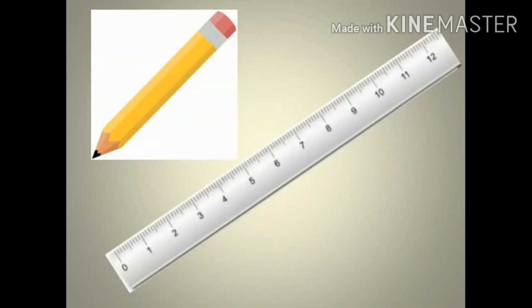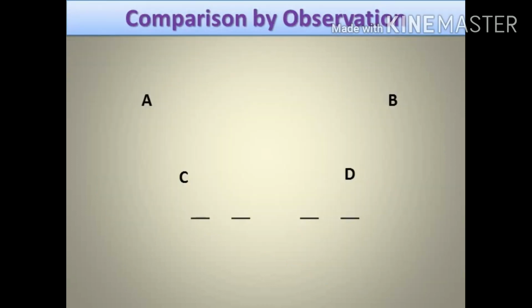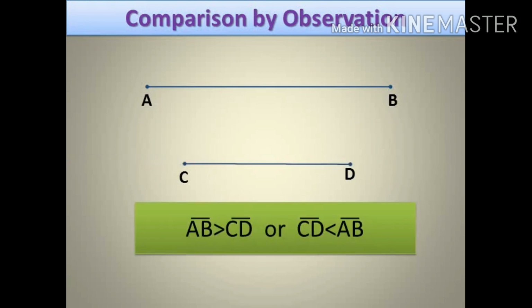We use ruler and pencil to make exact measurements while drawing or for our math class. So let's learn about it in our topic, understanding elementary shapes. First method, comparison by observation. Let's compare these line segments AB and CD just by observing. Can you guess which line segment is smallest? Just by observing, we can say that AB is greater than CD.